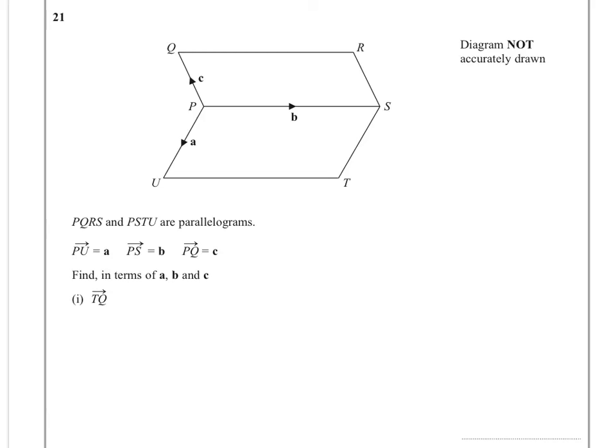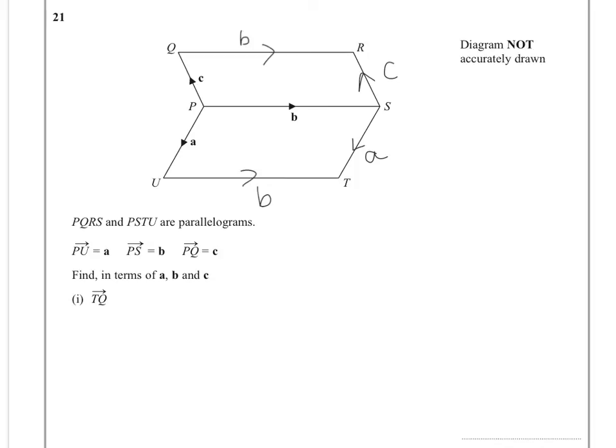PQRS and PSTU are parallelograms. We're told that the vector P to U is a, P to S is b, P to Q is c. Remember, direction is important. As they're parallelograms, we know that Q to R must also be b. It's parallel in the same direction, and parallelograms have opposite sides equal in length. Equally, U to T, by the same logic, must also be b. S to T is a and S to R is c.